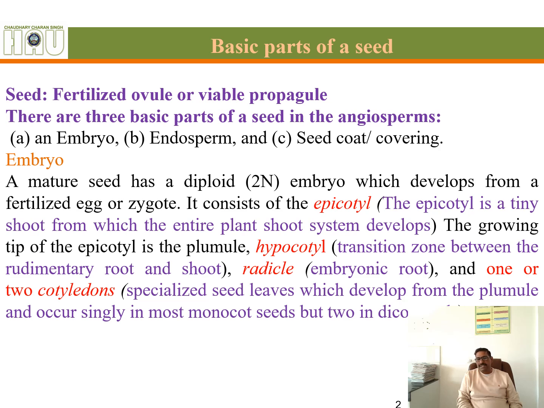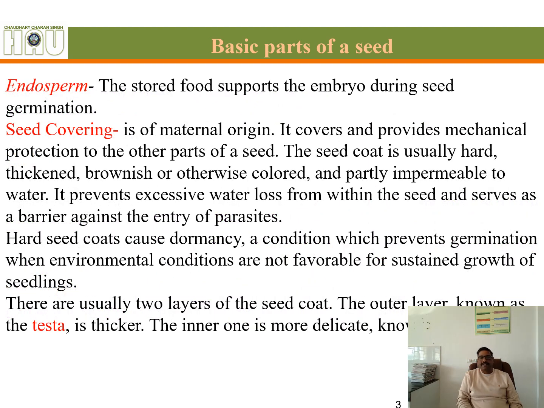If the seed contains one cotyledon, then it will be called a monocot. And if it has two cotyledons, then the seed is called a dicotyledon. Then the major part, the endosperm. The stored food supports the embryo during seed germination. This endosperm is fully responsible to supply food until the plant is capable of photosynthetic activities.